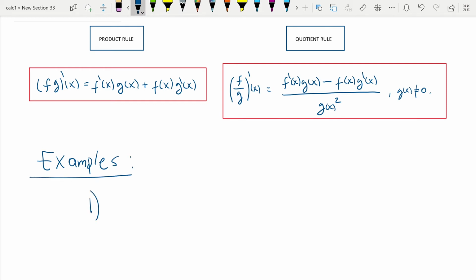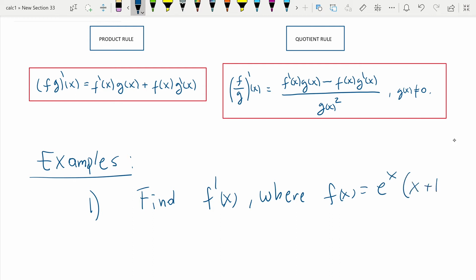So first one, what is the derivative of f, where f, so let's rephrase it. So find f prime of x where f of x is equal to e to the x times x plus 1.